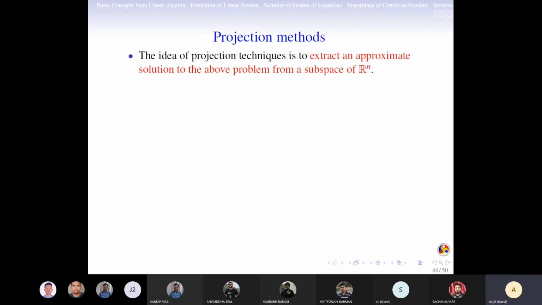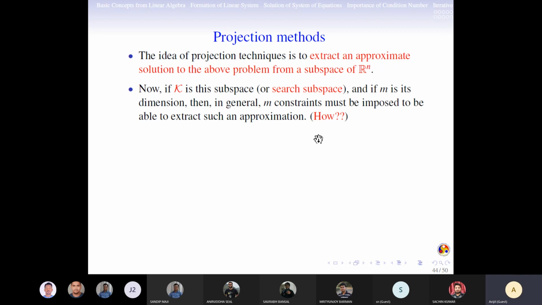Now we are coming to the projection methods. Whatever I discussed previously, the steepest descent and the conjugate gradient method, are also types of projection methods that you can establish theoretically, but I showed the geometrical point of view. The idea of a projection technique is to extract an approximate solution to the above problem from a subspace of R^n. I will first generate a subspace of R^n, then extract an approximate solution from that subspace. So what is the mechanism?